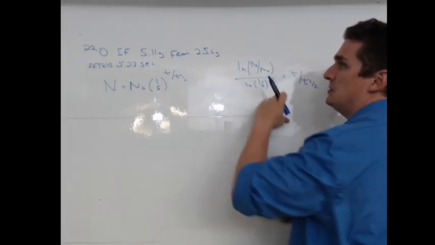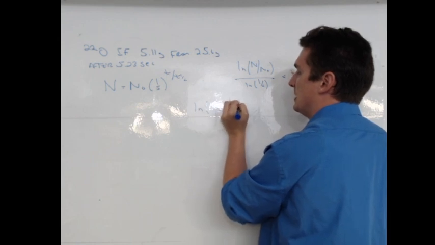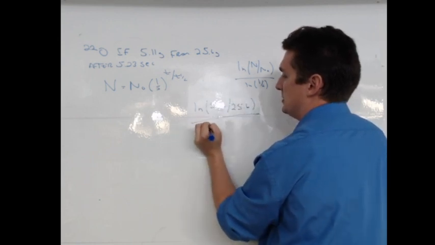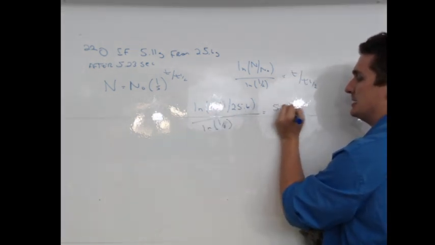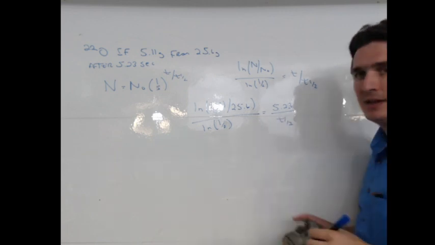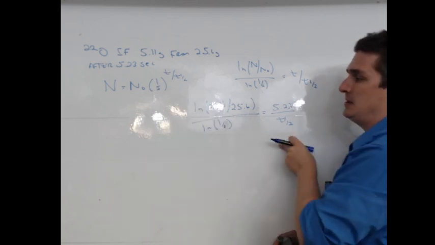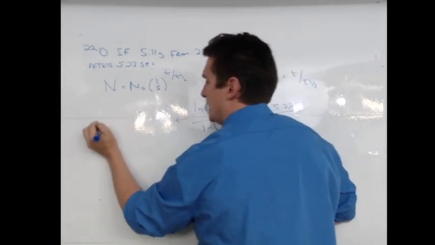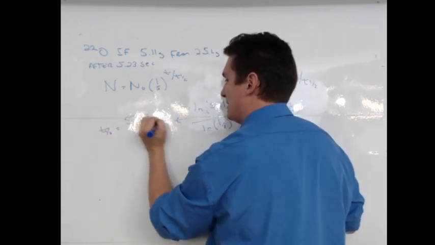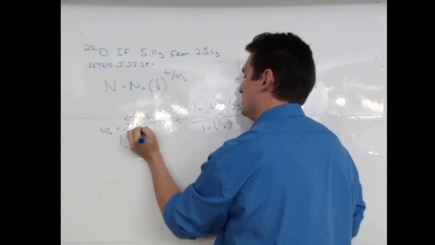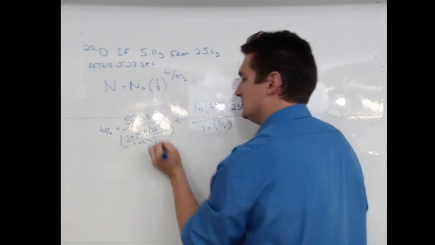What you end up with is this formula. You know the final mass, it's 5.11 over 25.6. The natural log of 1/2 is a number. You know the time is 5.23 seconds. And what you're looking for here is the half-life. So to find the half-life, just bring t 1/2 over to the left side and divide everything on the left side. So we get that the half-life is 5.23 divided by the natural log of 5.11 over 25.6, divided by the ln of 1/2.